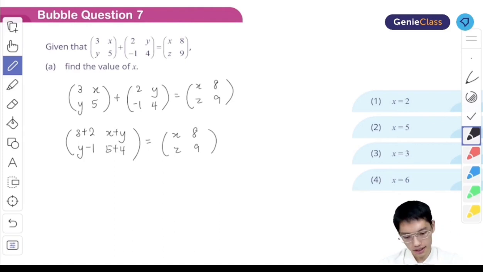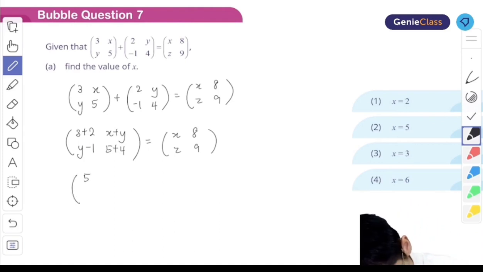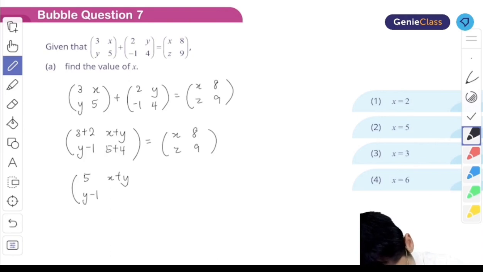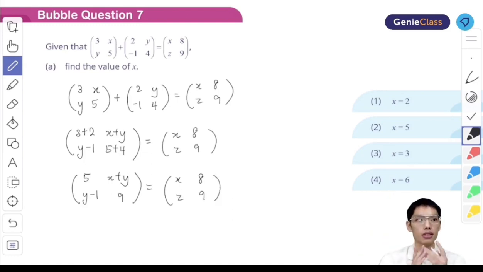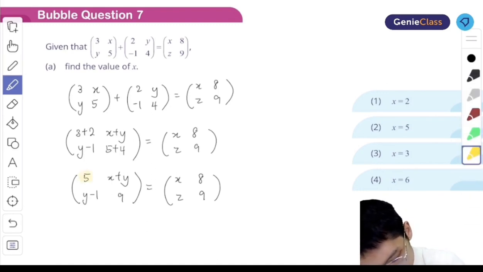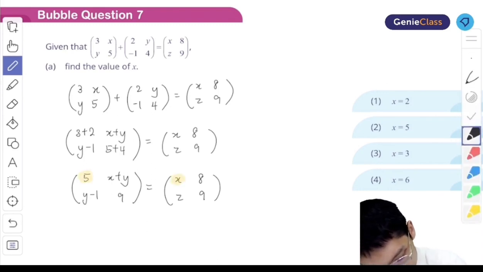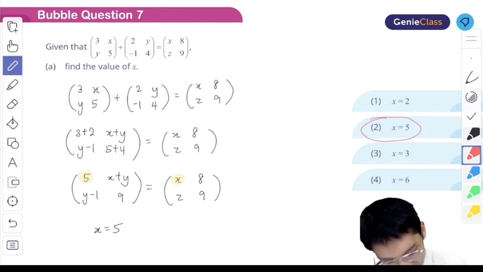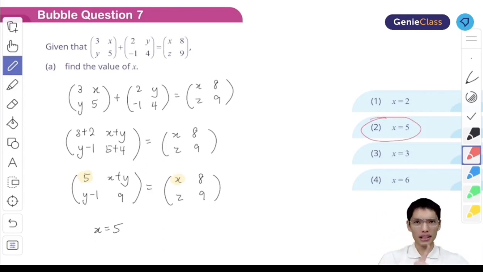Again, I want to find x. Simplify my left-hand side further. 5, x plus y minus 1, 9. This is equals to x 8 z 9. Now, I want to find the value of x. Which option gives it better? Top left corner. So therefore, in this case, x is equals to 5, and the answer is then option number 2. All right, so that's the flow of one particular kind of question if they are equal.